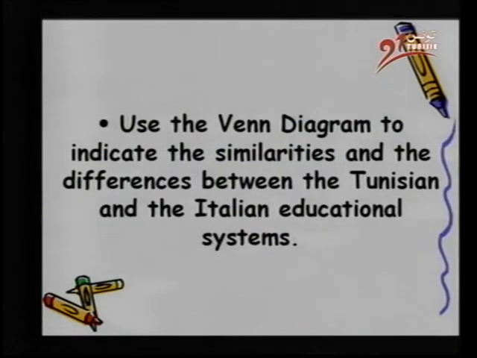Now, with reference to the information that we have gathered and which focuses on the two systems, let's use a Venn diagram to indicate the similarities and the differences between the Tunisian and the Italian educational systems. What is a Venn diagram? You may wonder what a Venn diagram is. Perhaps you never used to deal with or to use this sort of labeling in the previous years. This is a Venn diagram.